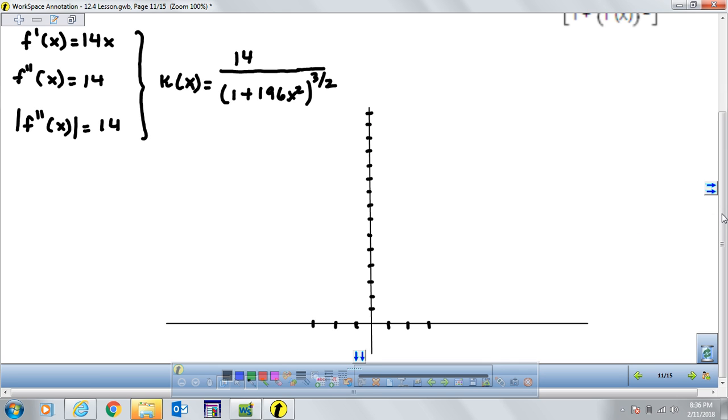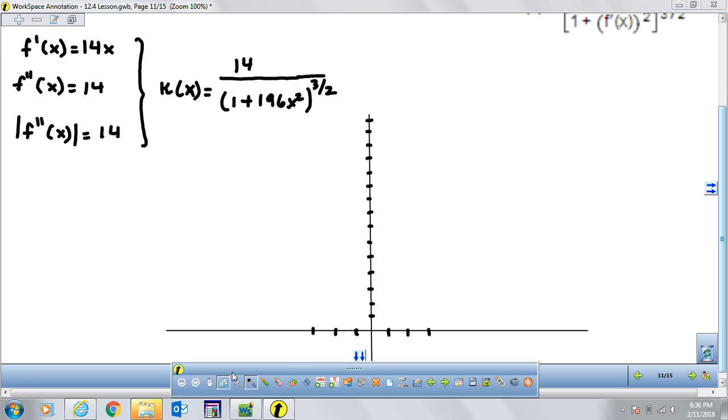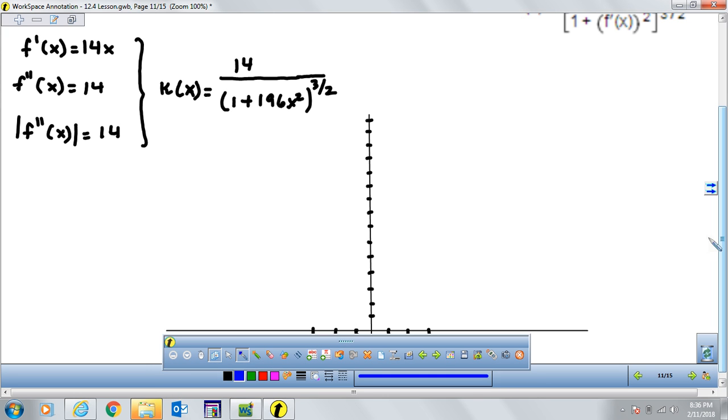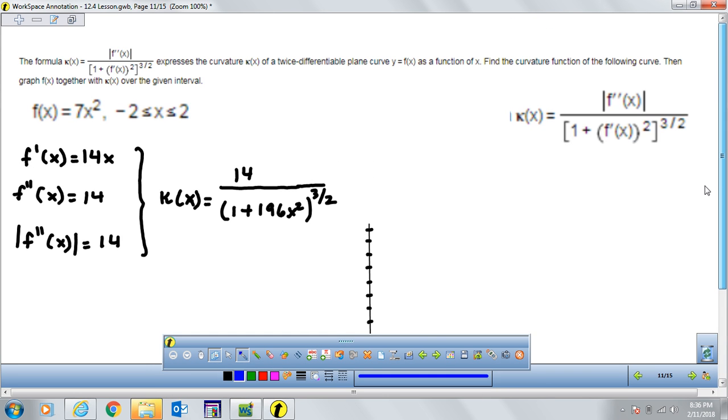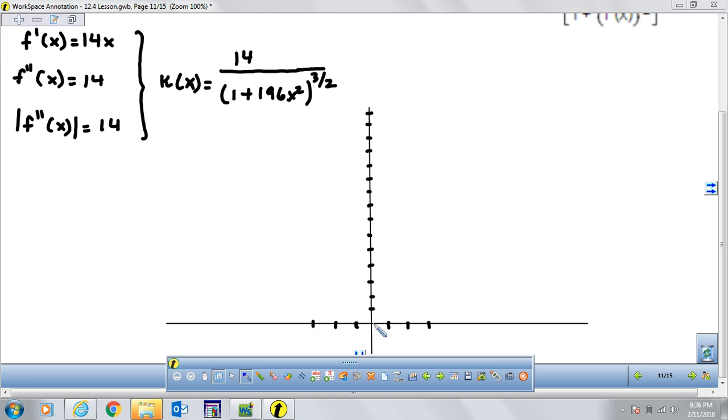So I'm going to try to make extra lines there. Let's first of all grab the function 7x squared. So when x is equal to 0, y is 0. When x is negative 1, squared is 1, times 7 is going to be 7. Right? 1, 2, 3, 4, 5, 6, 7. When x is positive 1, y is also 7.